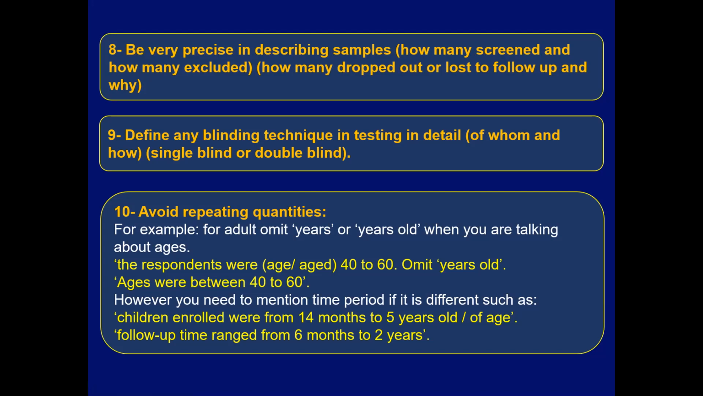However, you need to mention the time period. If your enrollment of a study is between certain times, you have to mention exactly whether in months or years, as they differ. So children enrolled were from 14 months to 5 years old. This is accepted for age. Follow-up, for example, time ranging from 6 months to 2 years. This is accepted. But just describing the ages of the patients or samples involved, sticking with the number alone is accepted.